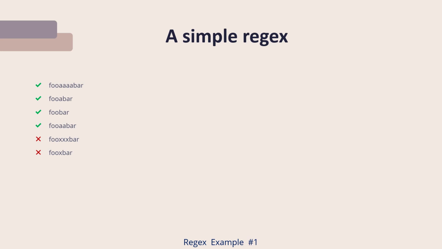How about the red ones? The first red one has a foo followed by 3 repetitions of the letter X followed by bar. The second and last red one has a foo followed by 1 repetition of the letter X followed by bar. So the clear differentiator between the green and red ones is the letters between foo and bar. The green ones have 0 or more occurrences of the letter A in between foo and bar. The red ones have the letter X instead of A.